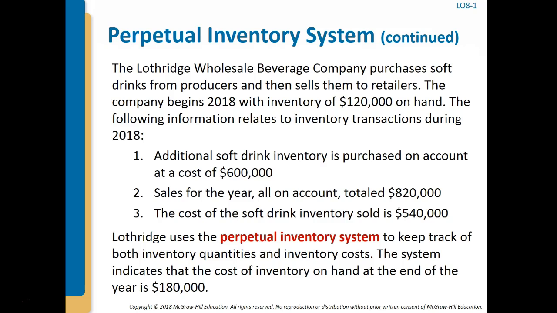Additional soft drink inventory is purchased on account at a cost of $600,000. Sales for the year, all on account, total $820,000. The cost of the soft drink inventory sold is $540,000. Lothridge uses the perpetual inventory system to keep track of both inventory quantities and inventory costs. The system indicates that the cost of inventory on hand at the end of the year is $180,000.